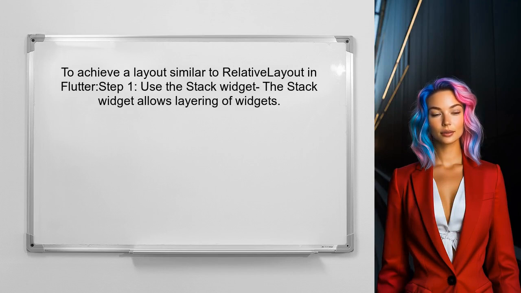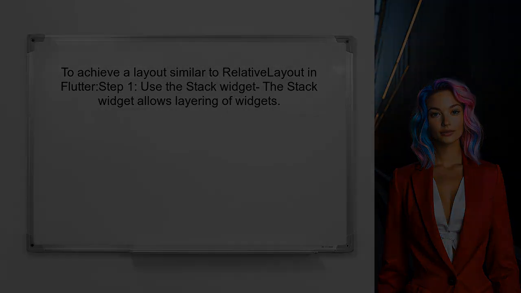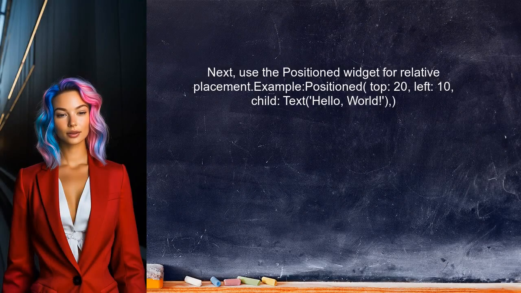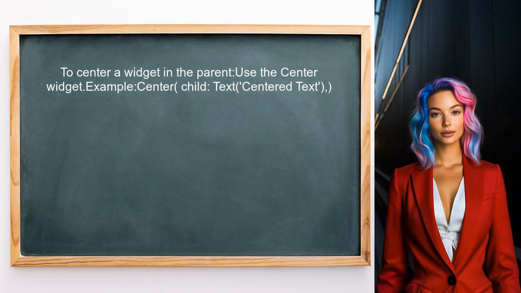This allows for layering widgets on top of each other, similar to how Relative Layout works. Next, the user can use the Positioned widget to place elements relative to the edges of the stack. This is similar to using layout parameters in Relative Layout. For centering a widget in the parent, the user can wrap the widget in a Center widget. This mimics the Center in Parent functionality.